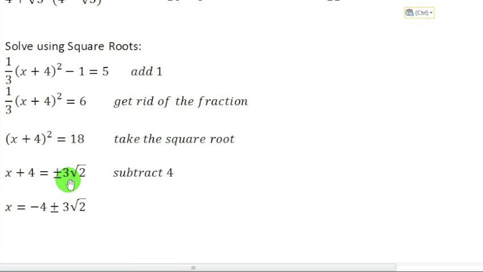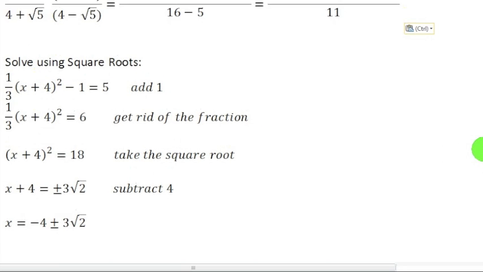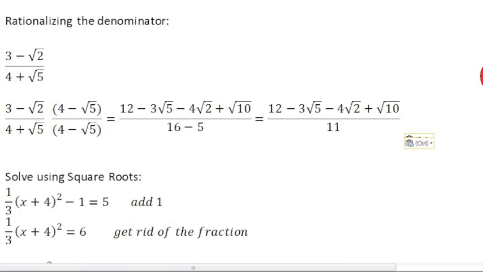We've got a 4 here. We're going to go ahead and subtract 4 from both sides, and I get x equals negative 4 plus or minus 3 square roots of 2. Notice that this can't be simplified any more than it is. And these are the two solutions for my quadratic equation. You will always have two solutions for a quadratic. That's why you have an exponent of 2, indicating 2 roots, or 2 solutions. And that covers rationalizing the denominator and solving using the square root method.